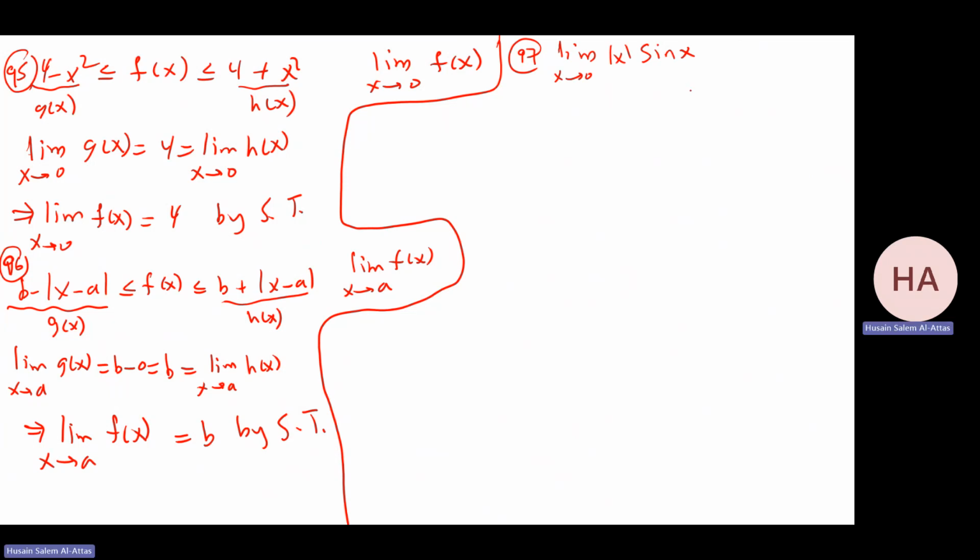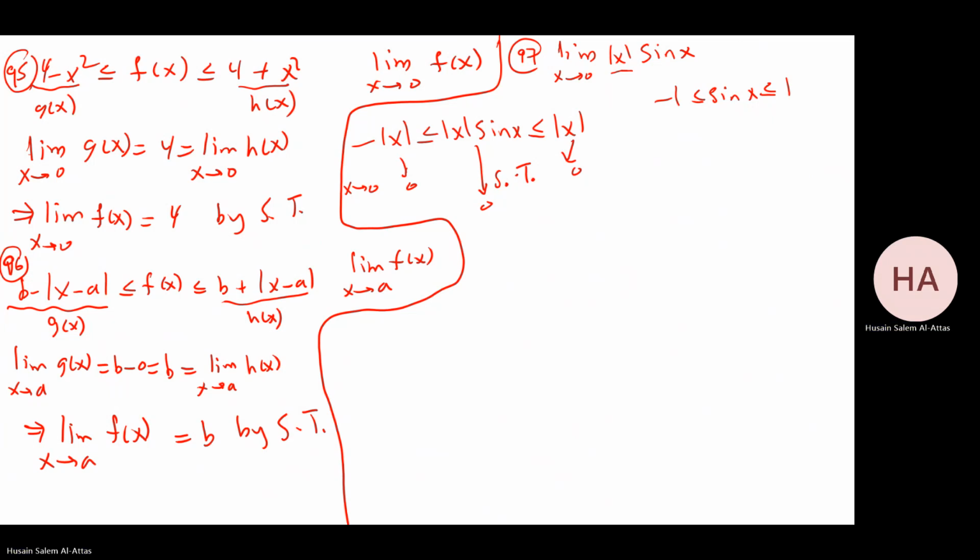Easily, squeeze theorem. Since the absolute value of x, as this goes to 0, is always positive, this will be minus the absolute value of x. We can't do it here since I put the space. This is not equal to the absolute value of x sin x. As this goes to 0, this goes to 0, and this goes to 0. It means this one goes to 0 by the squeeze theorem. I call it ST. So this limit is 0.